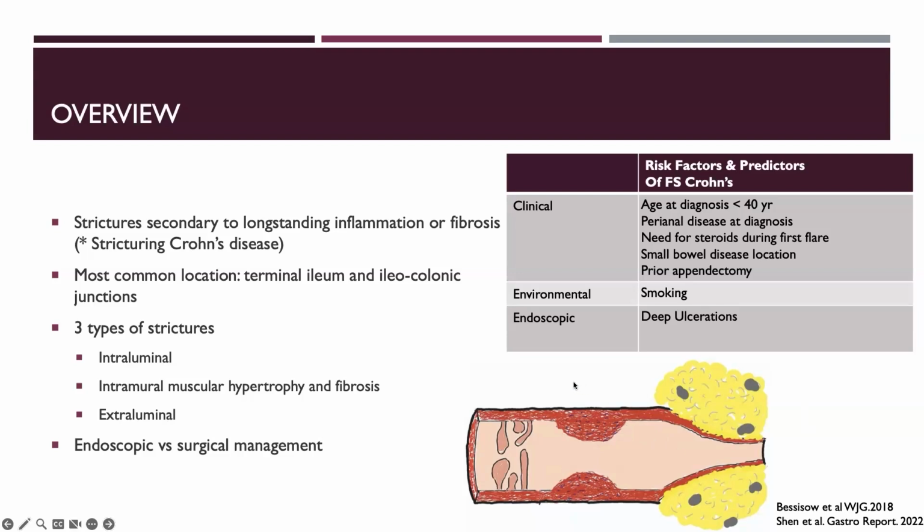And here we have certain risk factors and predictors for fibrostenotic Crohn's disease, including age, the need for steroids in the first flare, and small bowel disease location. This goes back to where the most common location of these strictures is, which is the terminal ileocolonic junction. And obviously, if you smoke or you have deep ulcerations, you're most likely to have Crohn's related stricturing.